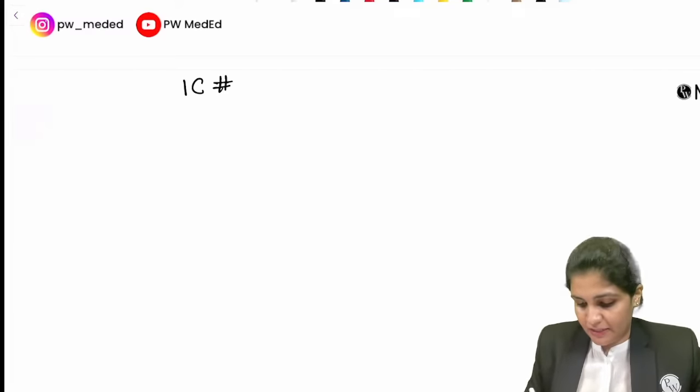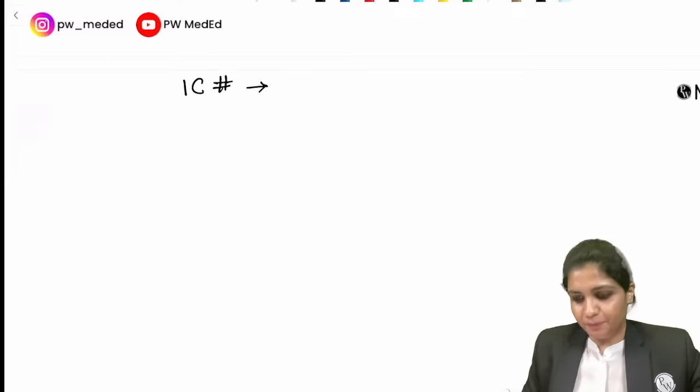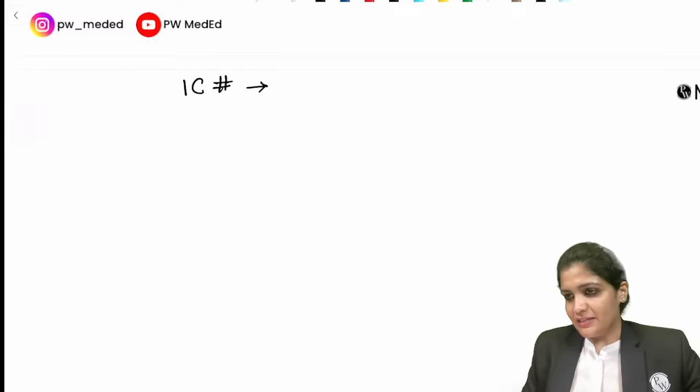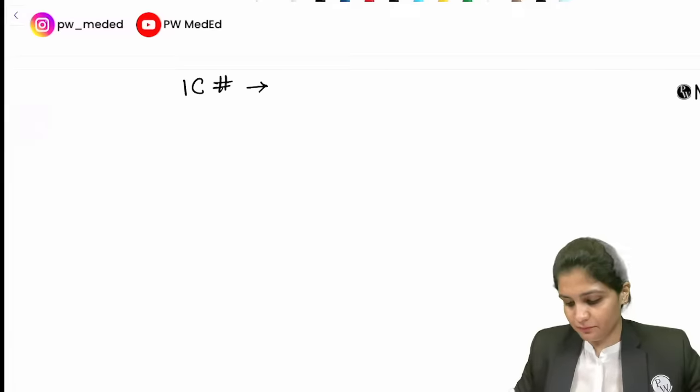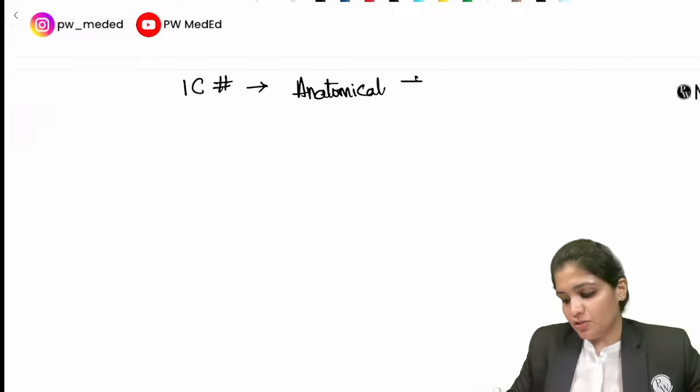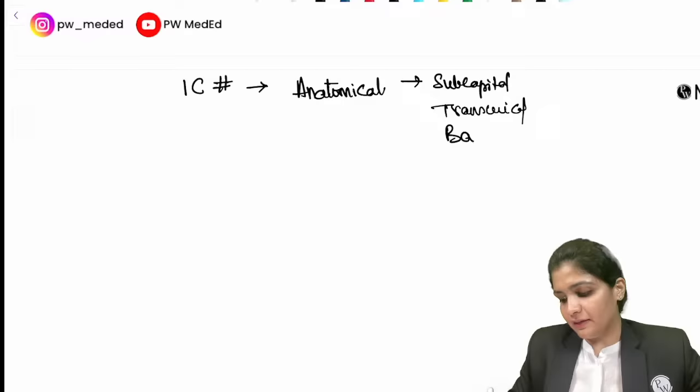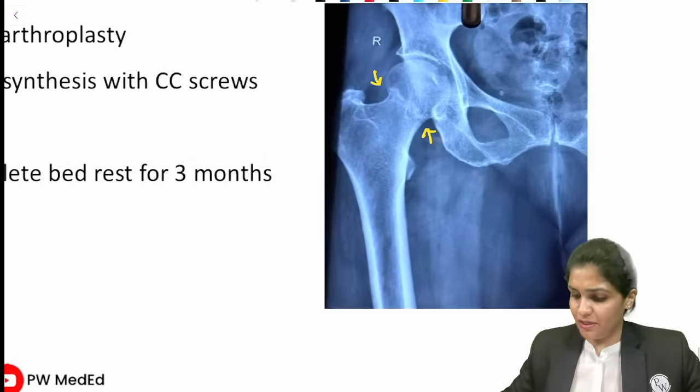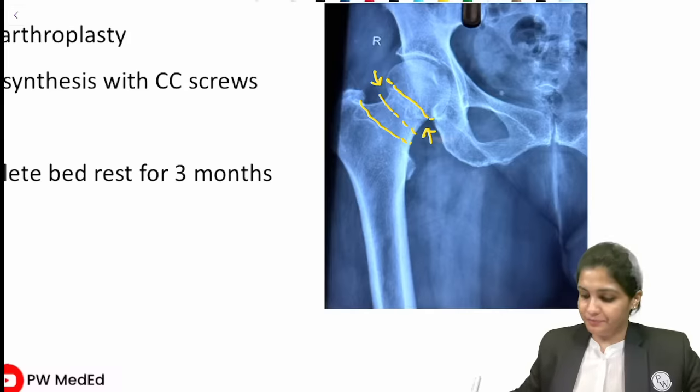So, IC fractures. Treatment part, IC fractures. So let us classify IC fractures. Your favorite anatomical classification, very easy. It is divided into subcapital, transcervical and basicervical, right? If you see the femur head, if it is here, it is subcapital, then transcervical and then basicervical. So this is transcervical, this is basicervical, and this is subcapital, right?